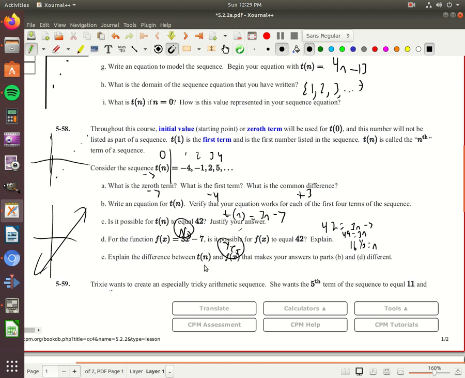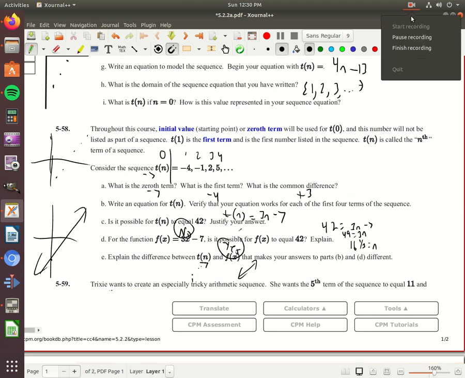So explain the difference between t of n and f of x. Again, t of n goes in one direction, starts at 1. F of x goes both directions, positive, negative, whatever, it doesn't matter. All right, let me go ahead and set up the next.